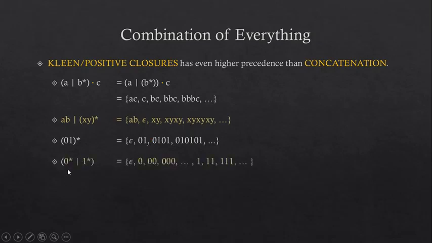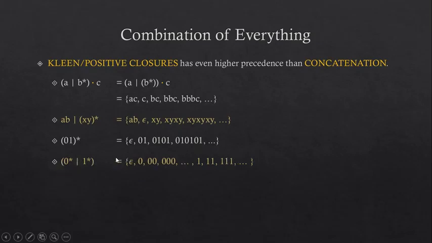This one here says 0 star or 1 star. So I have to choose between 0 star or 1 star. Let's say I choose 0 star. 0 star gives me epsilon, 0, 00, 000, and all the strings that you can make with 0. If I choose 1 star, I'll get epsilon again, but we already have that here. 1 occurrence of 1, 2 occurrences of 1, 3 occurrences of 1, and so on. So all of these strings will be in the set of this expression, because this expression can match all of these.